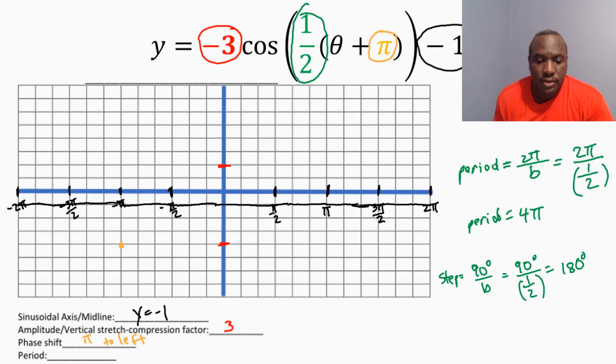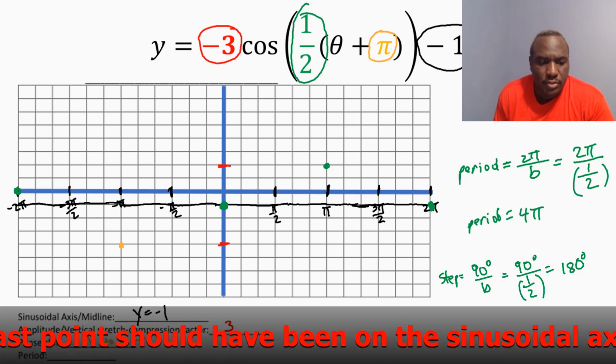180 degrees over, and we're back on the sinusoidal axis. 180 degrees over from that, and we're at the maximum. 180 degrees over from that, and we're back on the sinusoidal axis. Now let's reverse it to get more points on the other side. Actually, we just have one more point to get. That's our point. If we connect everything, this is what it looks like.